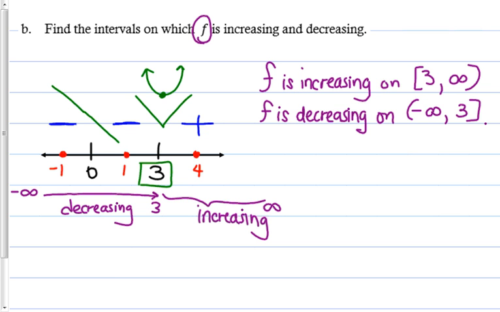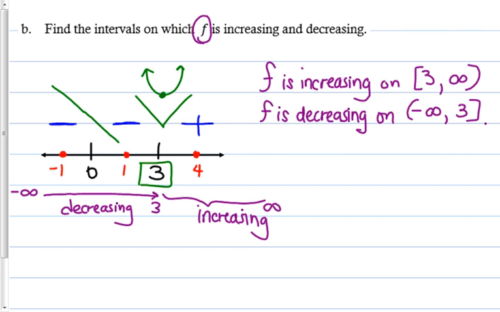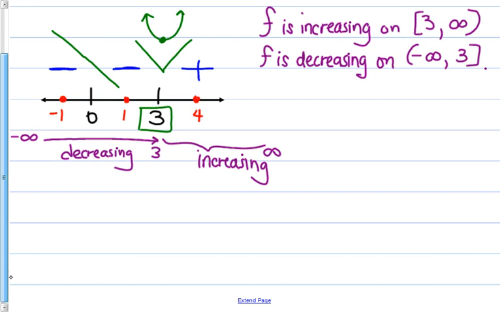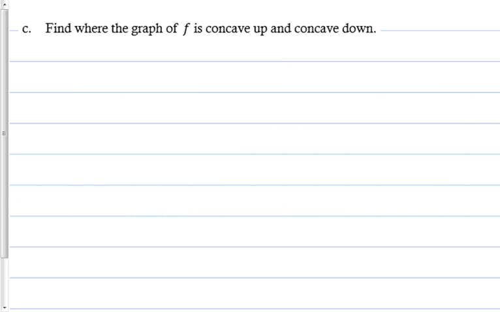But for increasing and decreasing, we can use closed intervals. Either way, all books say something different. So, all right, C. Sketch a possible, oh, where's my C? I'm missing C. Give me a second. All right, C. Find where the graph of f is concave up and concave down. For that, we need the second derivative.